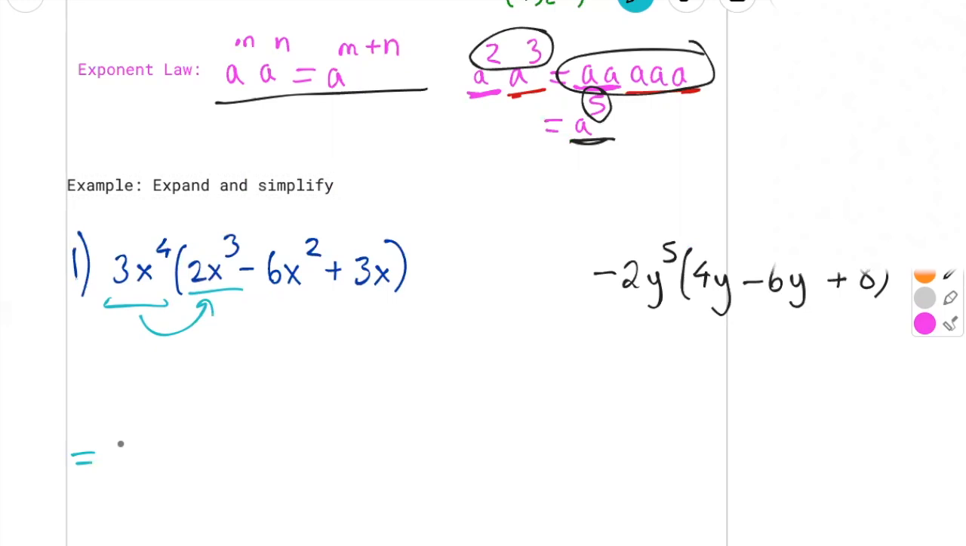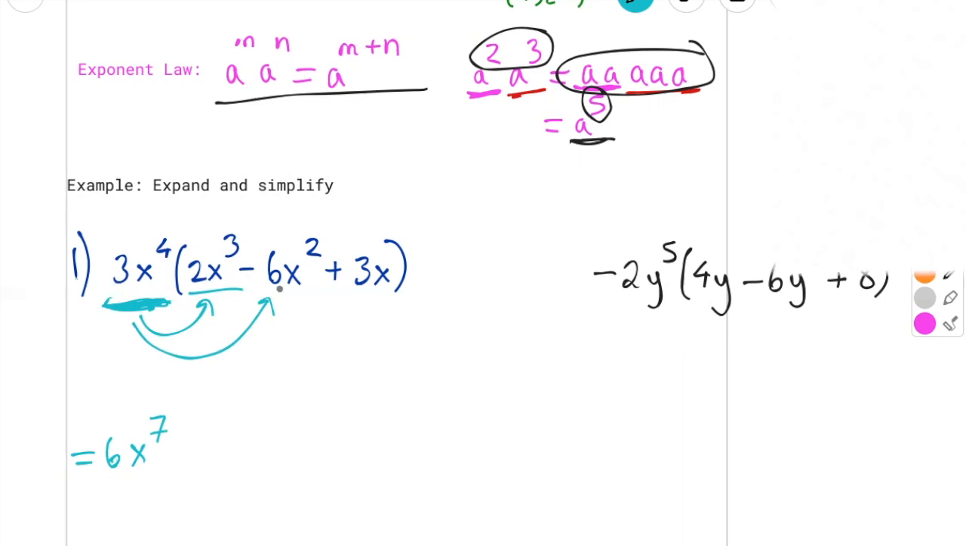2 times 3 is 6. So that takes care of the coefficients. 2 and 3 form a 6. They are multiplied there. But then I have x to the 4 multiplied by x to the 3. Again, it's called multiply, but it's actually simply adding your exponents. X to the 4 times x to the 3 is x to the 7. So now, pause the video. You try multiplying 3x to the 4 with negative 6x squared. Try that and then play the video.